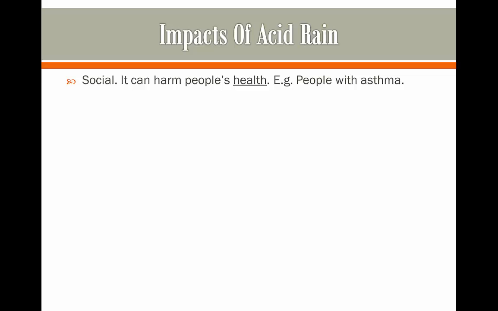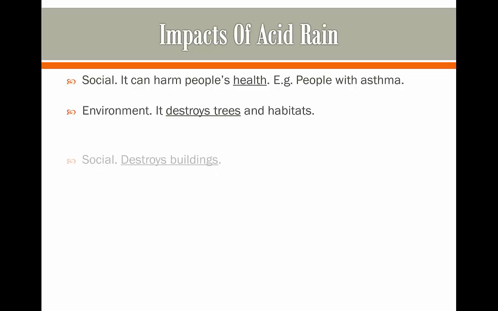One of the social impacts of acid rain is that it can harm people's health. For example, people with asthma are going to have difficulty breathing when it rains acid rain. It can also destroy trees and habitats, which is going to harm biodiversity. And it can also destroy buildings.